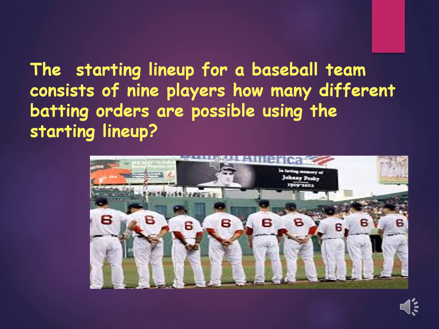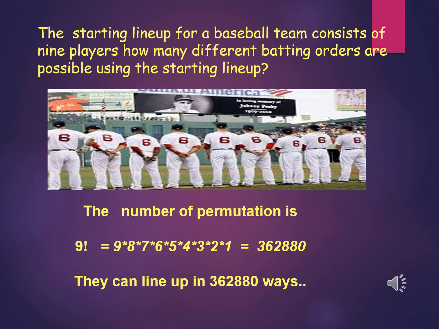One more example. The starting lineup for a baseball team consists of 9 players. How many different batting orders are possible using the starting lineup? So how many players are there? 9 players. You got it. So 9 members are there. The number of permutations is 9 factorial. So 9 multiplied by 8 into 7 into 6, you go down by 1 and it goes up to 1. So it is 3,62,880. So they can line up in 3,62,880 ways. Is it interesting?